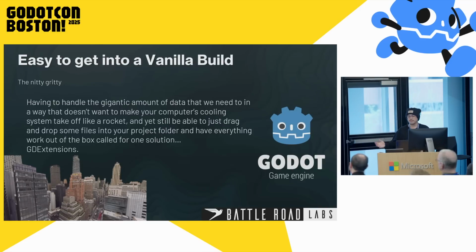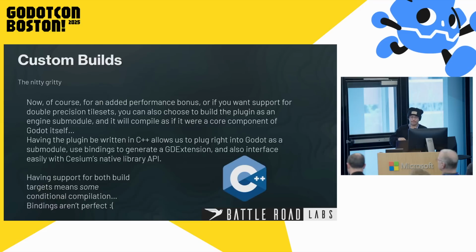We're not going to make you build the engine again and again for every release. That would be bad UX. And so, of course, for an added performance bonus, or if you want to support double precision tile sets, you can also choose to build the plugin as an engine submodule, and it will compile as if it were a core component of Godot itself. Having the plugin written in C++ allows us to plug right into Godot as a submodule, use bindings to generate a GDExtension, and also interface easily with Cesium's native library API.